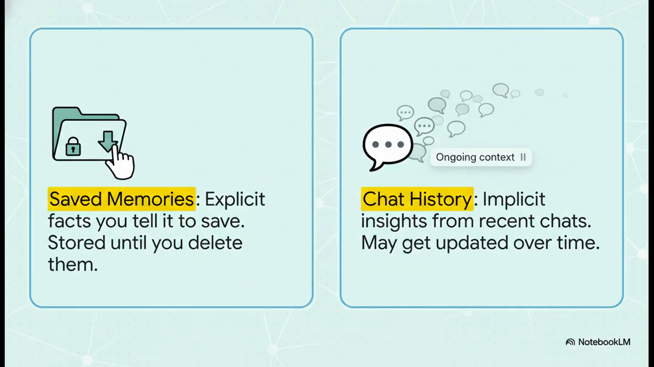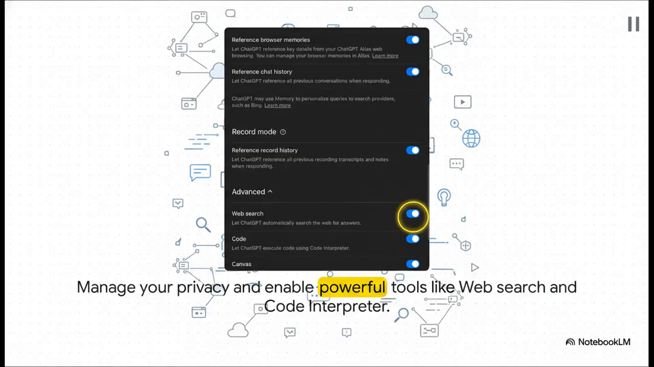And this brings us to the two layers of memory it uses. Saved memories are facts you explicitly tell it to save, like my company's target audience is marketing professionals. But then there's chat history, which is more about pulling insights from your recent conversations. When you put them together, you get an AI that has a much, much richer understanding of you. And you are always, always in control. If you're working on something confidential, you can just toggle the memory and chat history off for a while. No problem. This is also the spot where you can supercharge the whole thing. Need the latest info? Toggle on web search. Got a confusing spreadsheet? Turn on Code Interpreter and let it do the analysis for you.